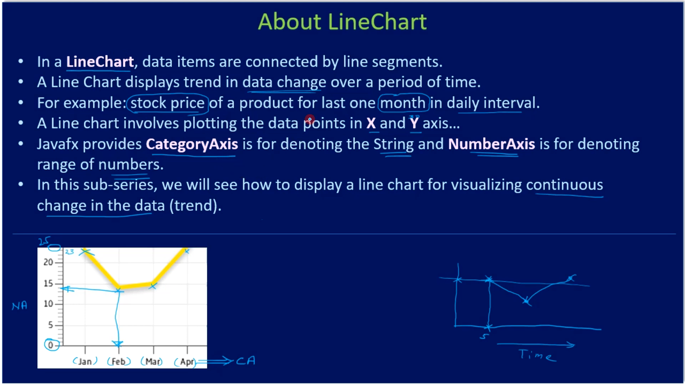LineChart contains data points. Data points are plotted on X and Y axis. There are two types of axis. One is category axis and another one is number axis. You can even use number axis on both sides. Say for example, instead of a month here, if I specify month number, then it will range from 1 to 12, right? And here on this Y-axis scale, you can record temperature or sales of a specific product over a period of a year, and in each month how much is the sales.